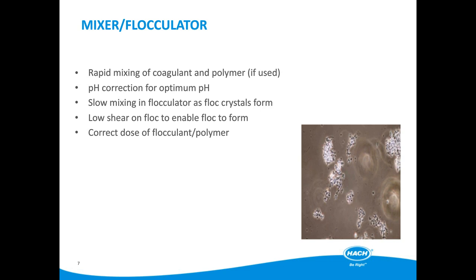pH correction may be required to ensure both the flocculant and polymer are operating at their optimum pH. The flow rate through the pipe is relatively low, giving the floc time to form, and at these low velocities laminar flow occurs, which exerts a minimum shear on the flocs, thus preventing damage to the delicate floc formations.